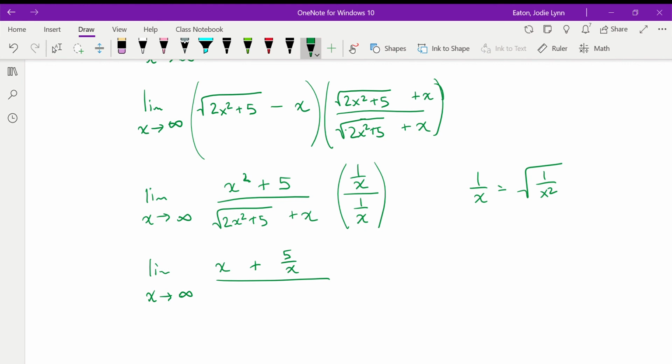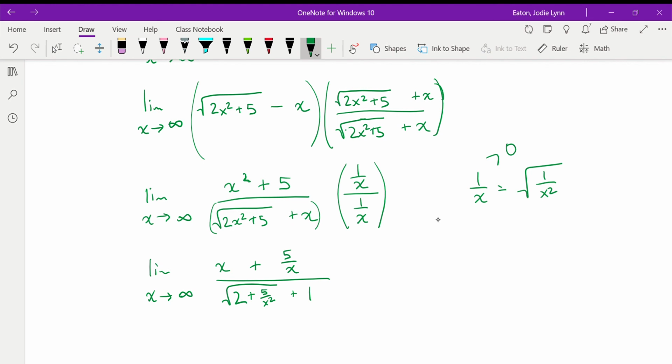And here we don't need to worry about making it negative because we're going to positive infinity, so 1 over x is definitely going to be greater than 0. So we don't need to worry about it being negative. So whatever goes underneath is going to be radical 1 over x squared. So this part will be times radical 1 over x squared, the radical part. So this is equal to radical 2 plus 5 over x squared plus x over x, which is just 1.